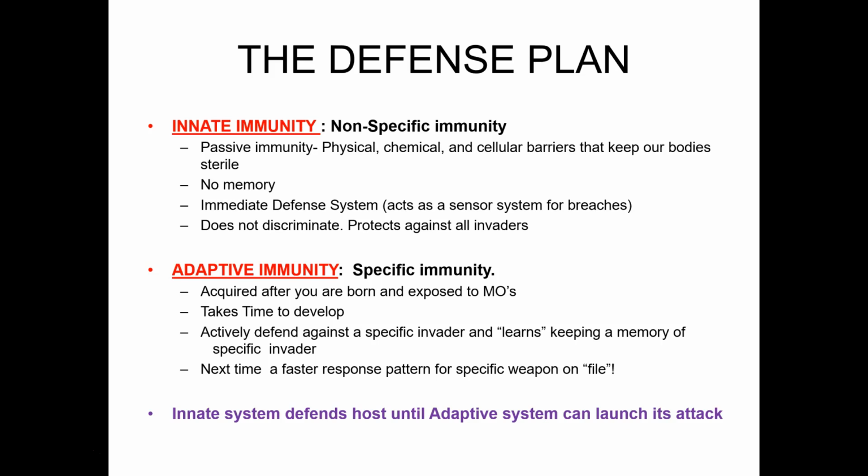So, for instance, we all have skin, we all have mucous membranes, we all have a microbiome, we all have white blood cells, we all experience fever and inflammation. These are all parts of your innate immune system. Non-specific, passive, always there, always protecting you. We all have the same version. Now, these things can be compromised.